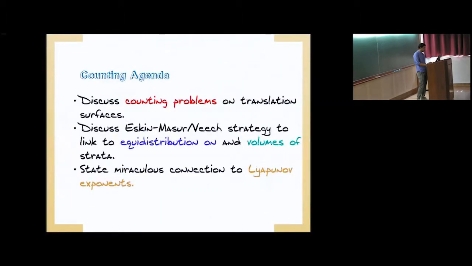So we're going to discuss the counting problem. We're going to discuss this Eskin-Masur and Veech strategy that links these problems to equidistribution on and volumes of strata. And then at the very end, if we have time, we're going to state a kind of miraculous connection between counting problems and Lyapunov exponents.